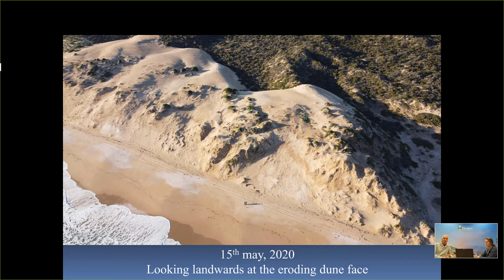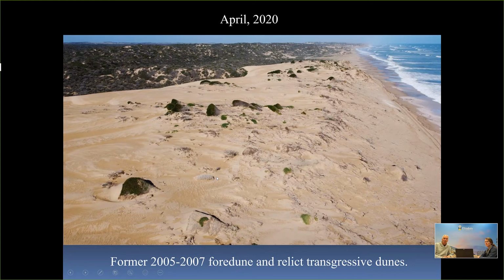And so then just some pictures flying around that area with our drones. So this is just recently in May 2020. You see a couple of guys here flying the drones for scale. So, it's relatively large. They're 12 to 15 metre high faces here. That's looking landwards at the eroding dune face.